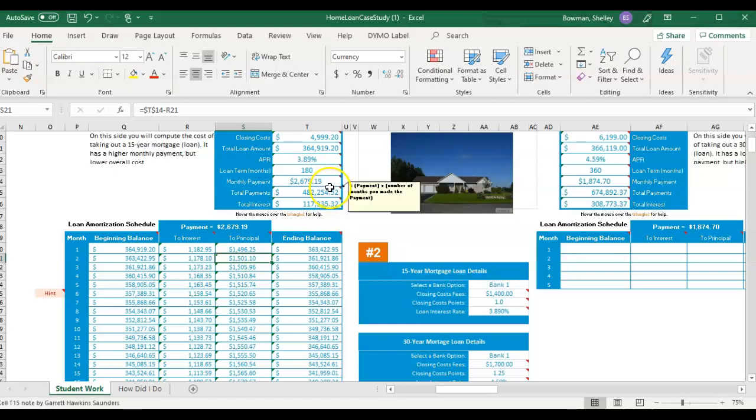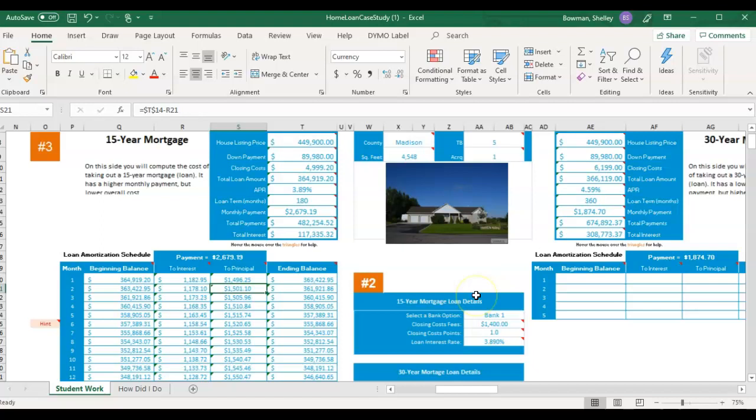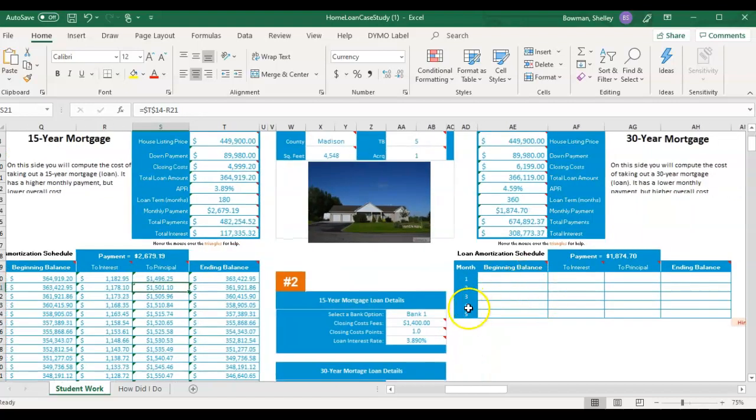And if you want to go back and change this for something in the future, you don't have to go back and type in numbers here. You just have to change your base things over here in the mortgage and your house listing price. So that is how we do the 15-year mortgage, and same thing over here on the 30-year, except that instead of going down to 180, we're going to go down to 360.